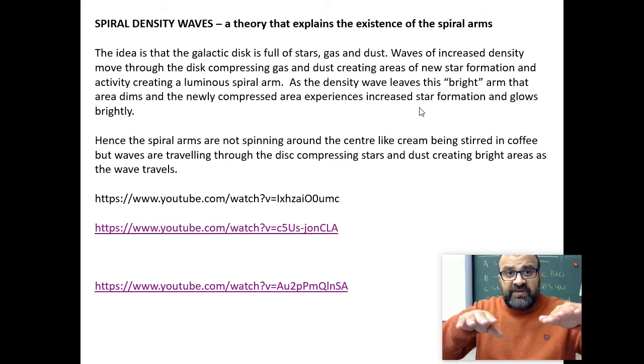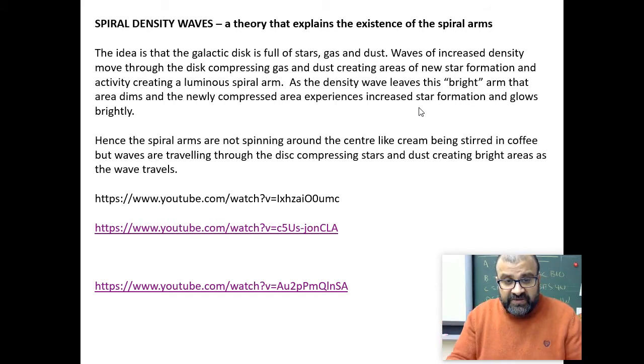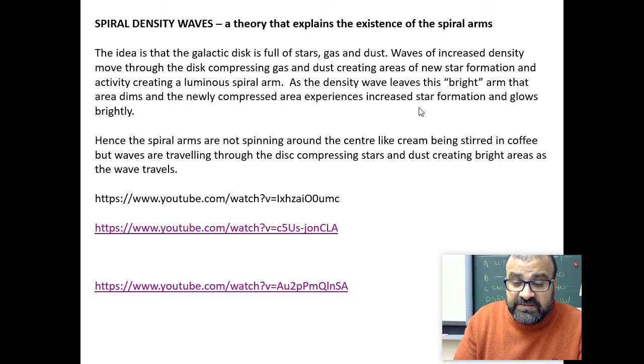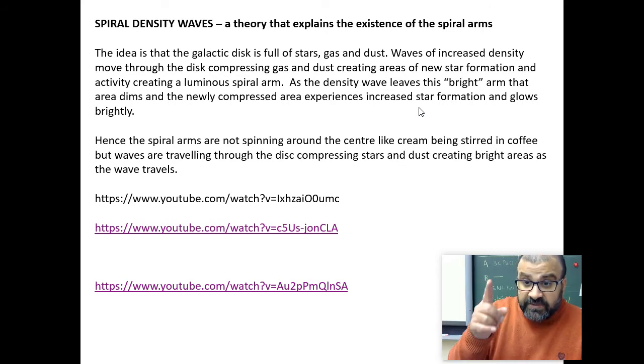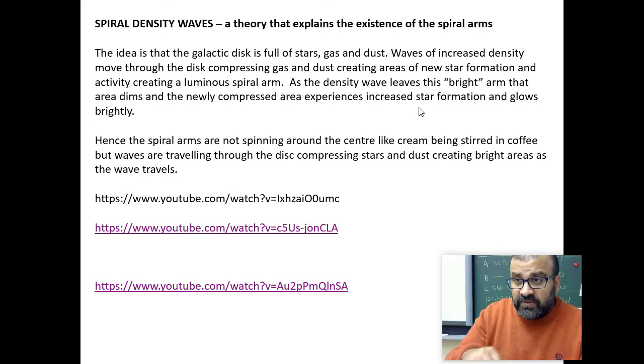So these waves of density are compressing the disk, and these waves move through the disk, creating areas of increased star formation that look like spiral arms. But these spiral arms aren't actually spiraling around the center, right? They are waves of dust moving around.